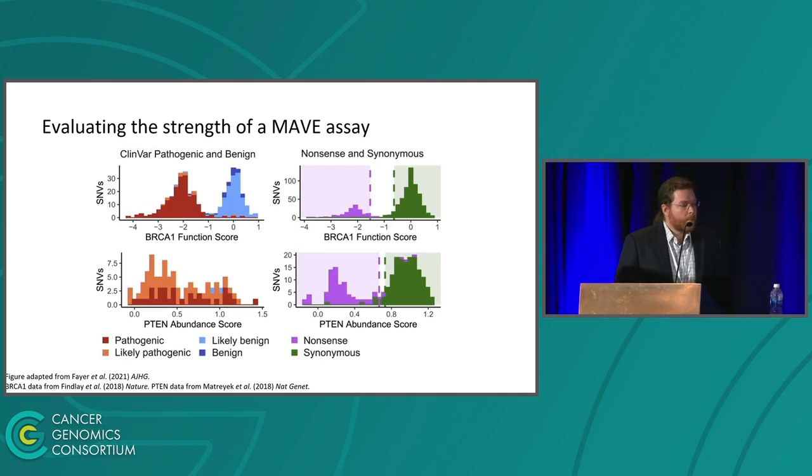And then the other thing that we can use to calibrate this is the distribution of nonsense and synonymous variants, and then we can draw these vertical line cutoffs, and we can say, okay, if your variant looks like a nonsense variant, it's probably damaging, and if it looks like a synonymous variant, then it probably isn't. So the BRCA1 case on the top there, that's our ideal case.